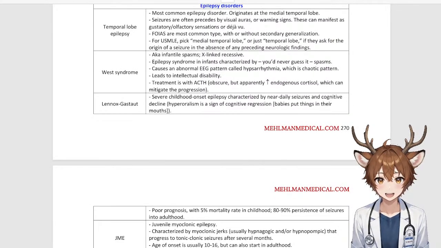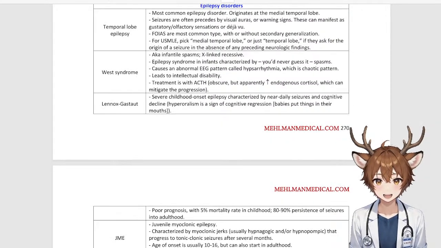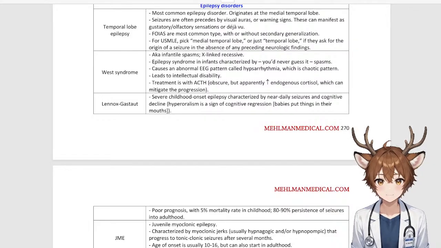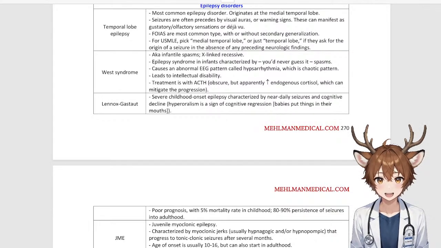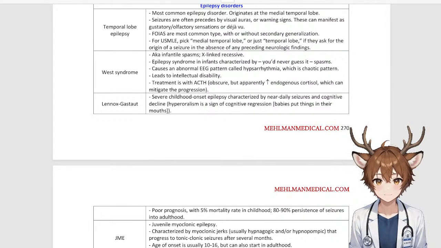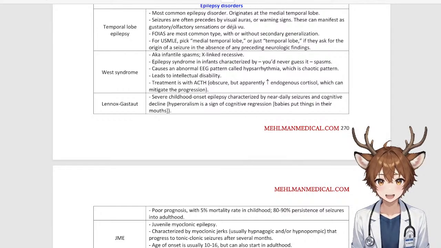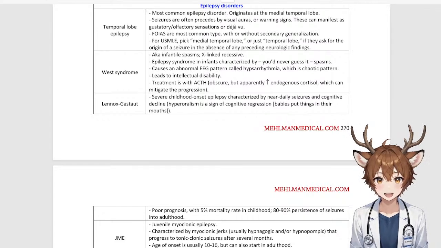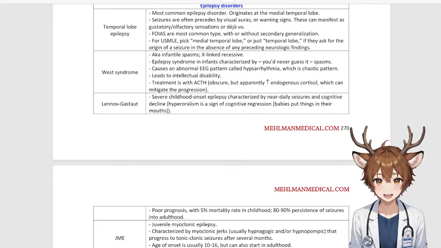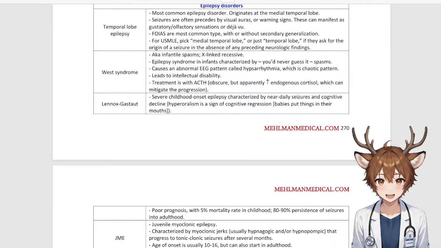What about JME, juvenile myoclonic epilepsy, characterized by myoclonic jerks, usually hypnagogic or hypnopompic, that progress to tonic-clonic seizures after several months. Age of onset is usually 10 to 16, but can also start in childhood. The treatment for this would be valproic acid.